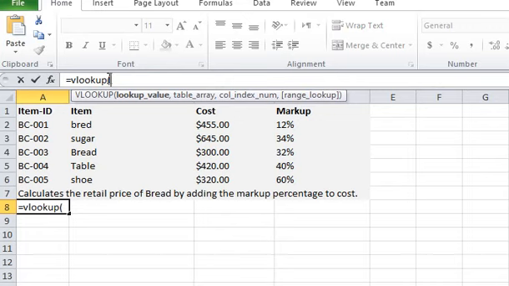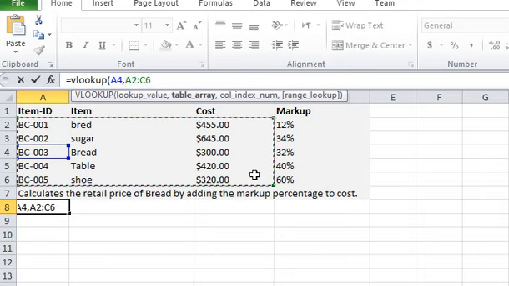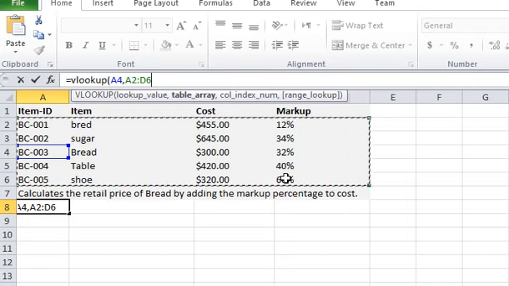where you can use it to calculate. So we are finding, we are adding, where is the bread, the ID for the bread, then the entire column, the entire table has to be selected. This is the entire table. It has to be selected.